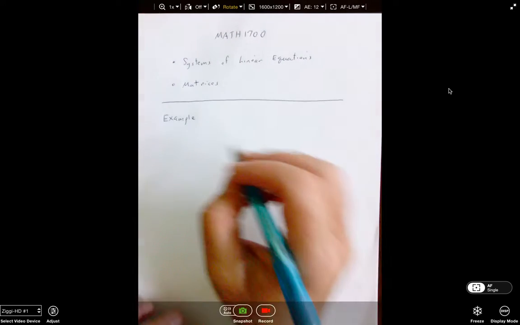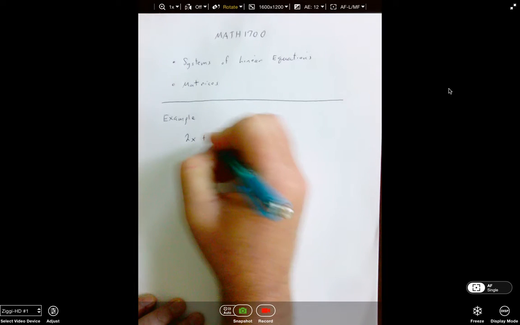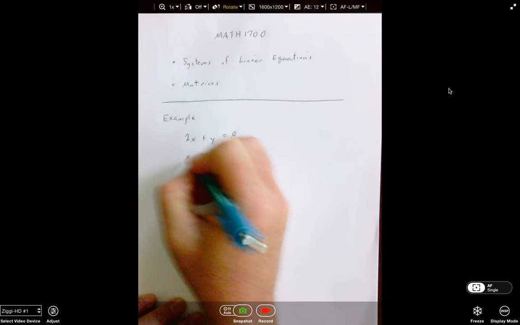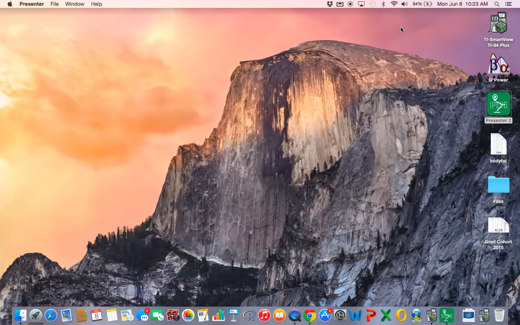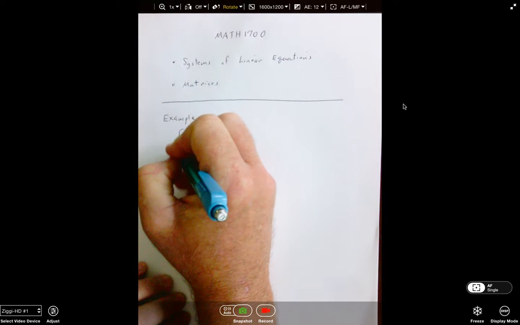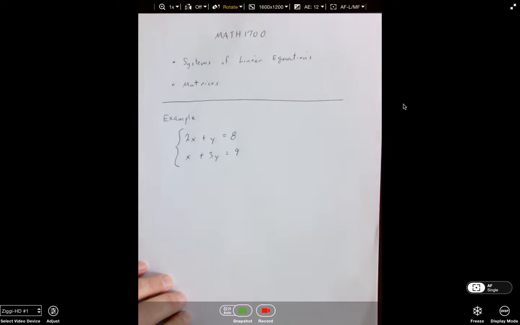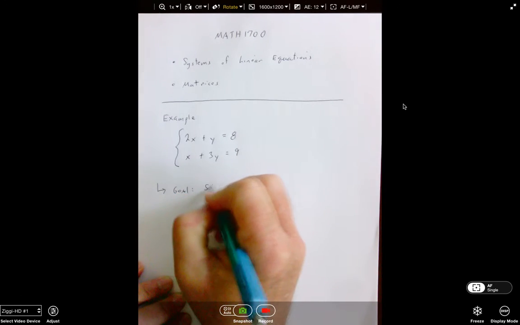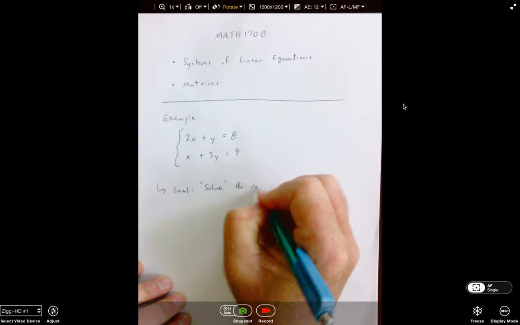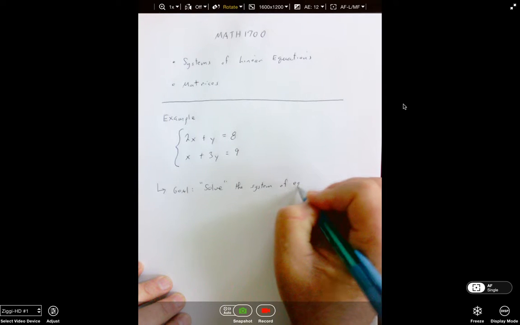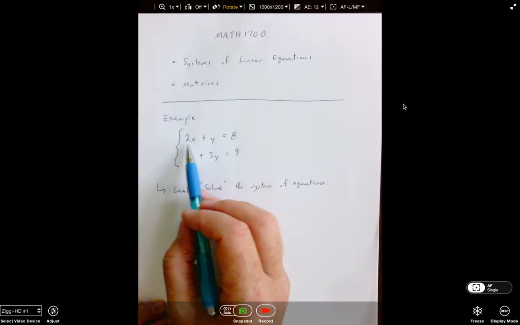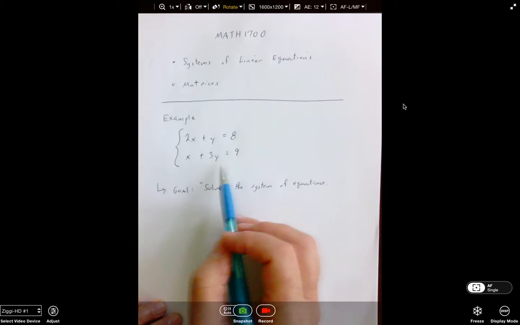Let's say probably somewhere in the past you have seen something like a problem like this. Let me do something that will have a nice neat answer. Okay, and there we go. That thing collapsed on me again. I don't know why that happens. Typically we look at these things and they have a bracket in front of them. The goal here is to solve the system of equations. Now, what we run into here is you can see that we have two equations: 2x plus y equals 8 and x plus 3y equals 9.